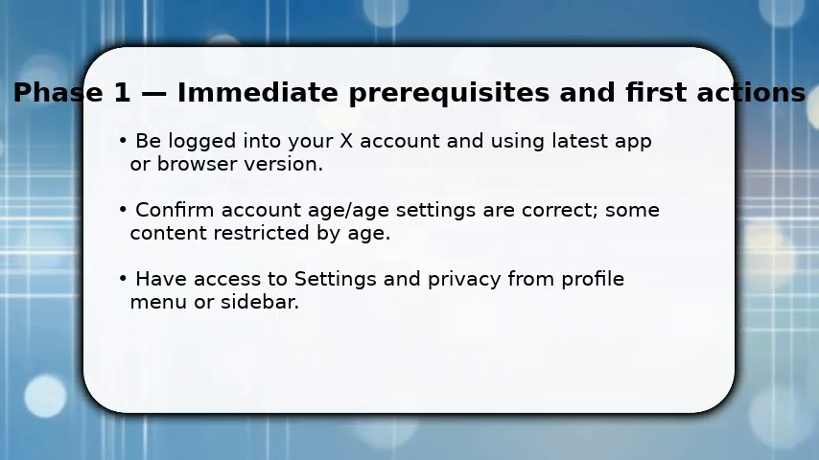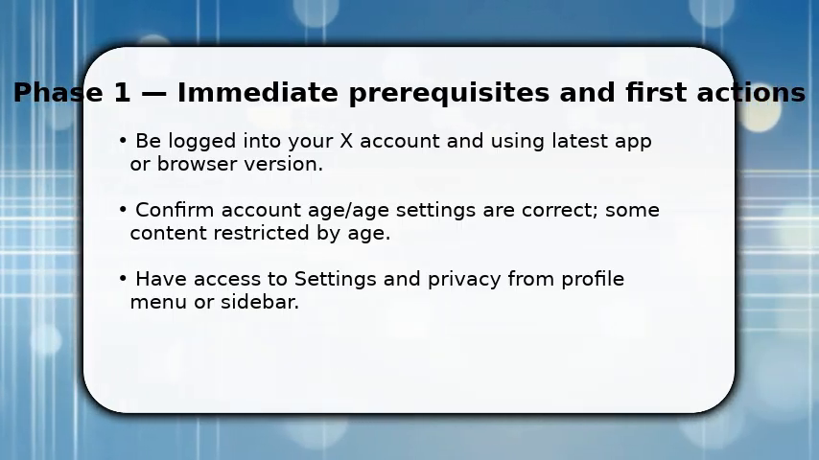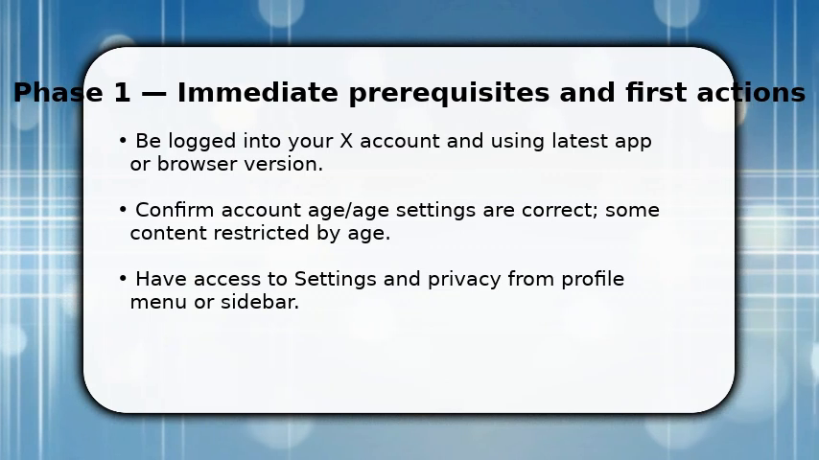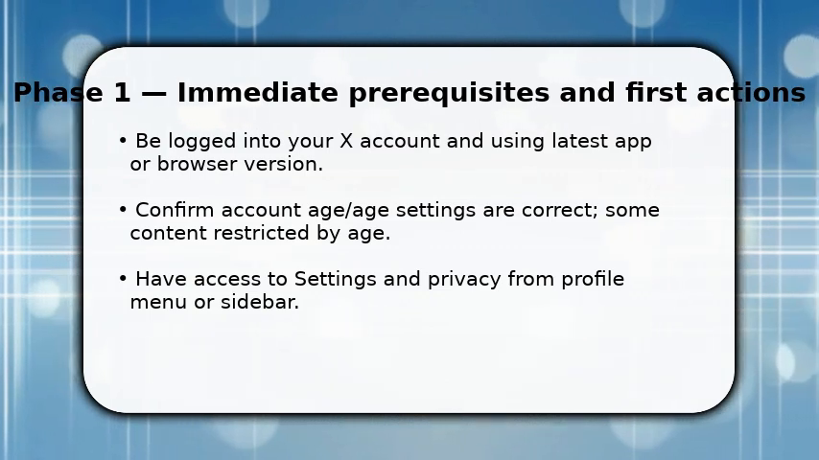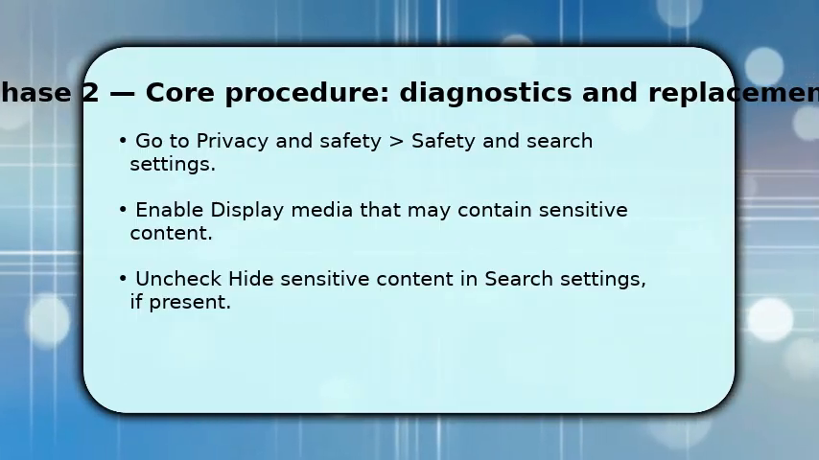Next, go to the Privacy and Safety section. That's where display preferences and search filters are grouped, and where you'll make the core adjustments to see sensitive content. Now, in Privacy and Safety, open the Safety or Search settings. This is the detailed step.